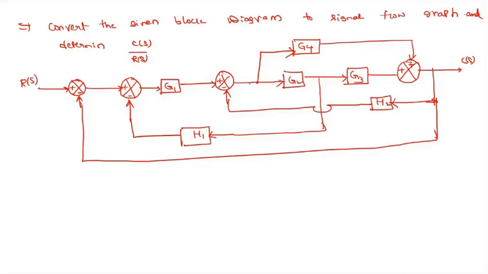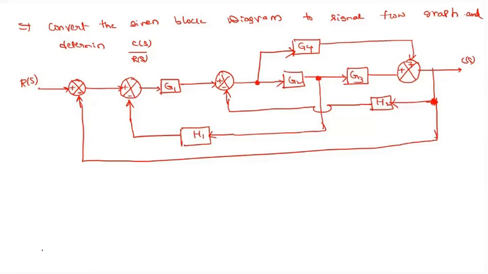These are all summing points and branch points. This is branch point 1, this is one more branch point, and this is one branch point. Before starting the steps, the very first step is to assume nodes at the input, output, branch points, summing points, and any cascaded blocks.